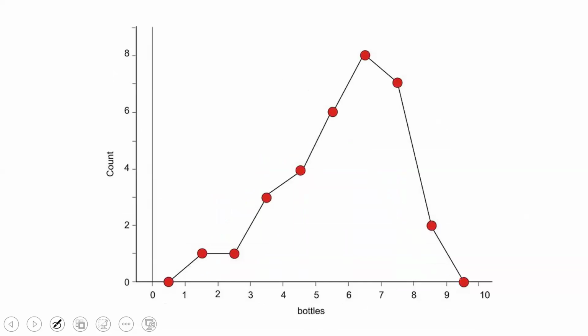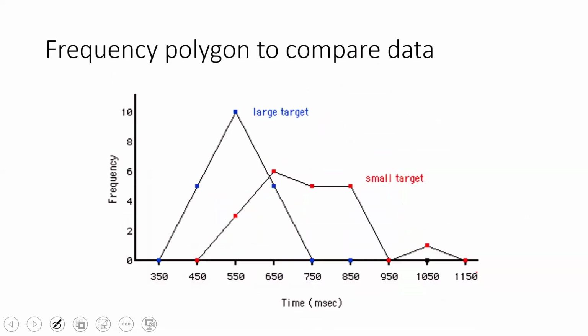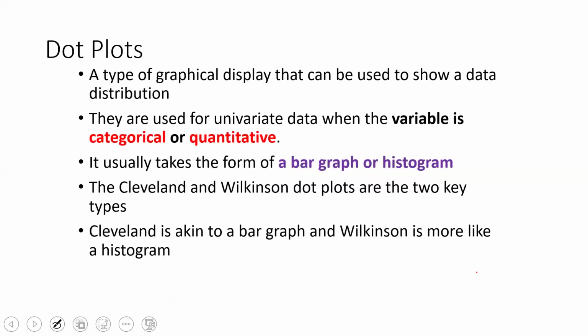Likewise, this one too. It is a frequency polygon with the bars removed. Remember, it's starting from the beginning and ending with the last one. So when you see something like this, it's a frequency polygon. And this is two frequency polygons to compare a large target and a small target.